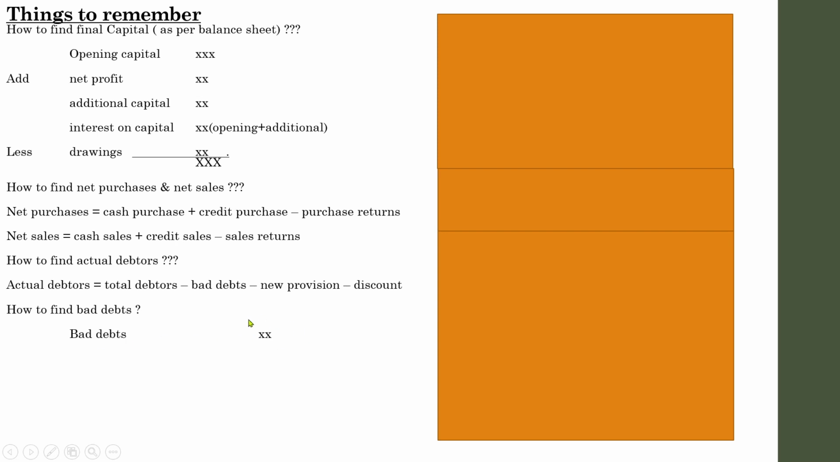Bad debts will be an amount given in the question or a trial balance. Since it is a single entry system, there is no trial balance. You need to add any bad debts during the year. So you may think why this bad debt and this one. This is the bad debt that was actually recorded as per the books. This is the bad debt that may be created during the year after preparing the accounts. That is, it will be an amount shown in the adjustments.